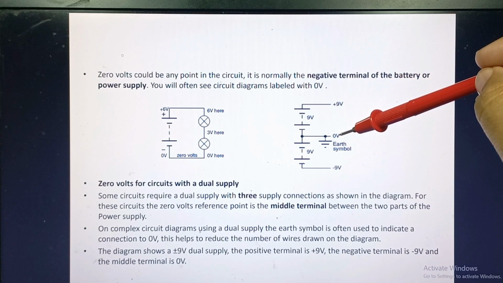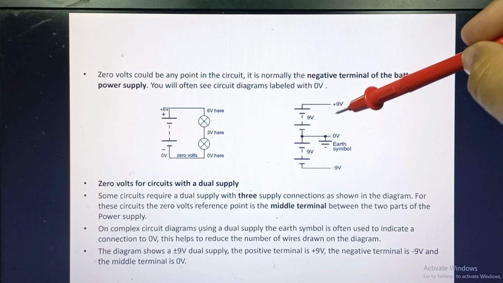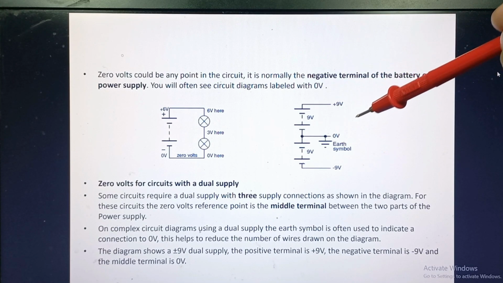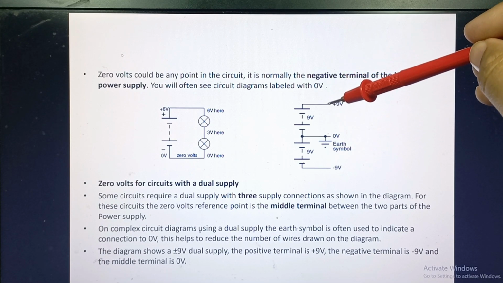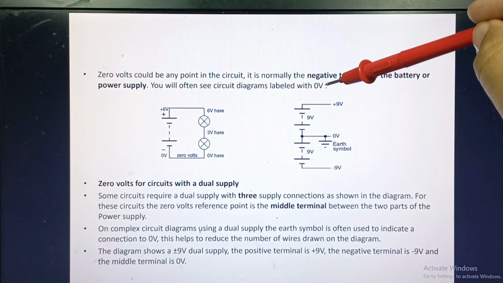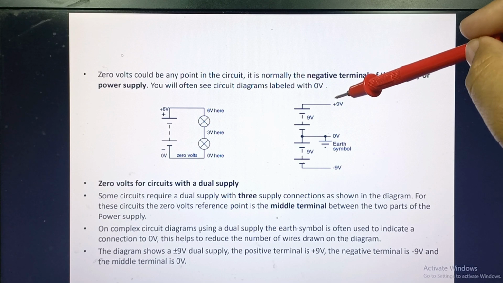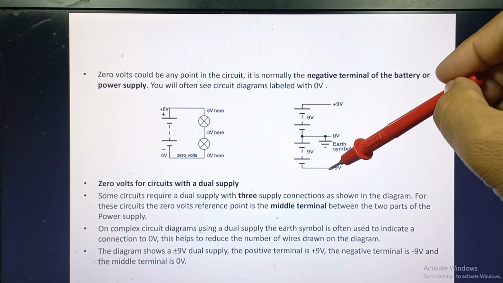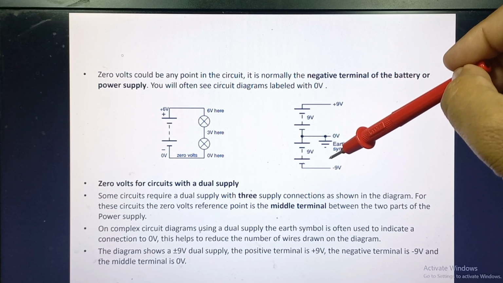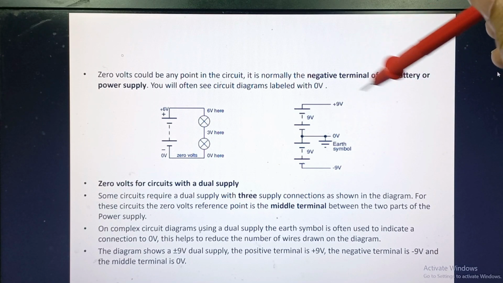terminal is at 0. But whenever you want to use this supply as an 18-volt power source, you will have to use these 2 points. These 2 points give you 18-volt DC. This one would be the negative value of the DC voltage, and this one would be the positive value of your DC voltage. When you measure voltage across these 2 points, you will measure 18-volt DC.